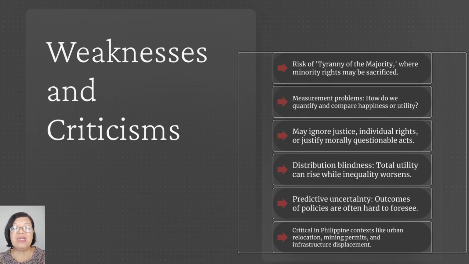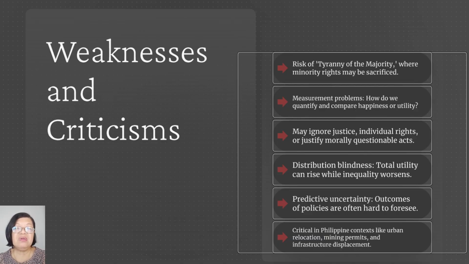Measurement problem. This is because it is difficult to measure happiness or pain. And then number 3, ignores justice and rights. So it may justify morally questionable actions, as I said, black sand mining. Eventually, it will result in erosion and destruction of property. Distribution blindness. It may increase, for example, the productivity of government, but it may overlook the negative impact on some sectors.